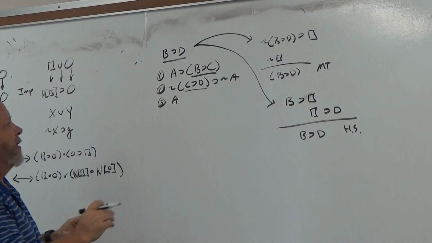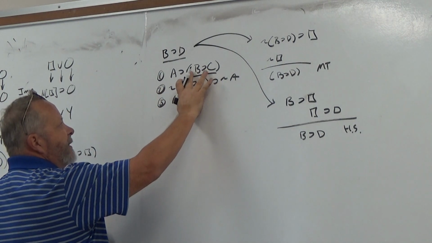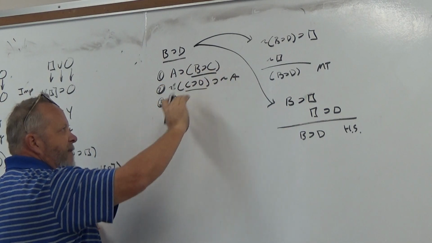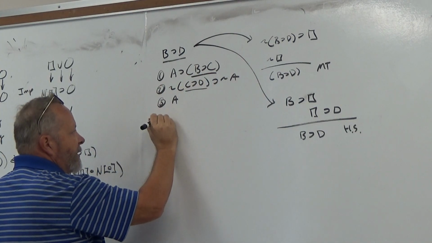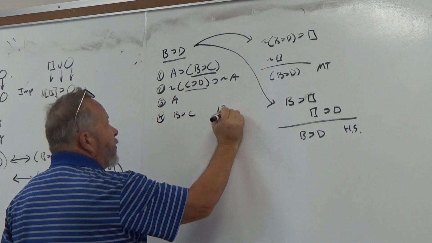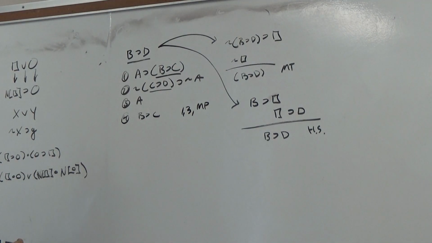So I have the two parts. I need this part and I need that part. Okay, what do I need to get this? It's in a conditional. It says if A, then that's true. Well, A is true, so that is true. So that's my first step. B then C, 1, 3, modus ponens. Okay? All right.